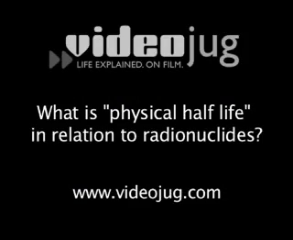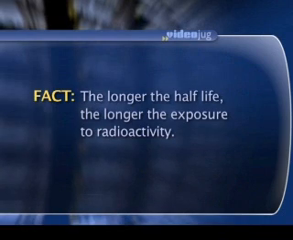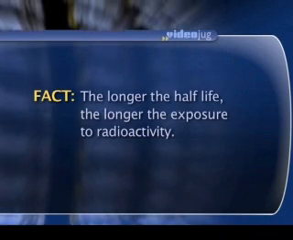What is physical half-life in relation to radionuclides? The physical half-life is defined by the amount of time for that radioactive element to decay to half of its original radioactivity. The physical half-life for F-18, for example, in FDG, is 110 minutes. For technetium-99m in some tracers, for example, MDP or sestamibi, maybe that's 6 hours. The physical half-life of I-131, which is used in radioiodine treatment of thyroid cancer, is 8 days.